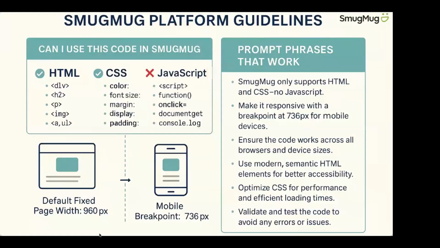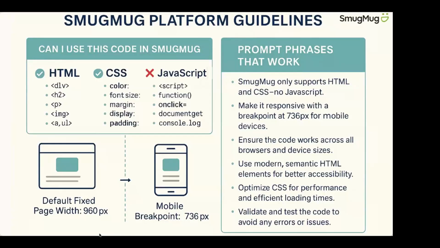Now, before we dive into the demo, let's clarify the key platform guidelines. The most important thing to understand, and you've heard this already a couple of times, is that SmugMug supports HTML and CSS for custom elements, but JavaScript is not allowed for security reasons. SmugMug's default mobile breakpoint is 736 pixels wide, meaning that the default content blocks automatically resize and adjust when viewing on smaller screens or devices. Adding this detail to your AI prompt ensures your custom elements resize as well.